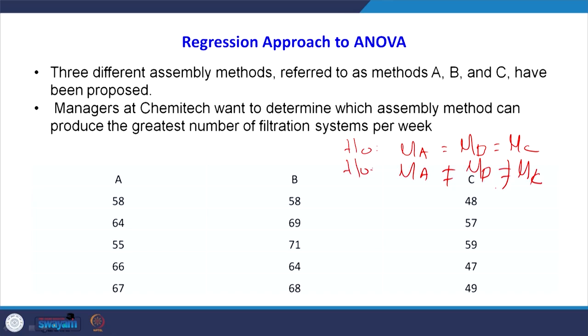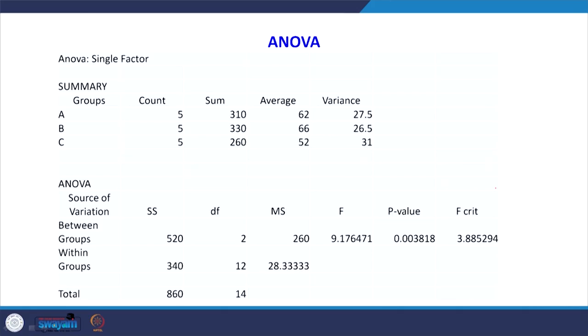The purpose of doing this ANOVA is to identify which assembly method is more productive. In case I accept the null hypothesis, all the 3 assembly methods are giving the same result, and I am not able to identify which method is better. In case I reject my null hypothesis, I can clearly say which method is the better method, which will give a larger number of products assembled. This I am going to solve with the help of Excel.